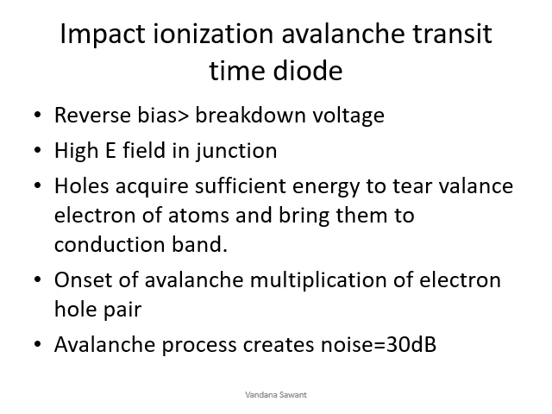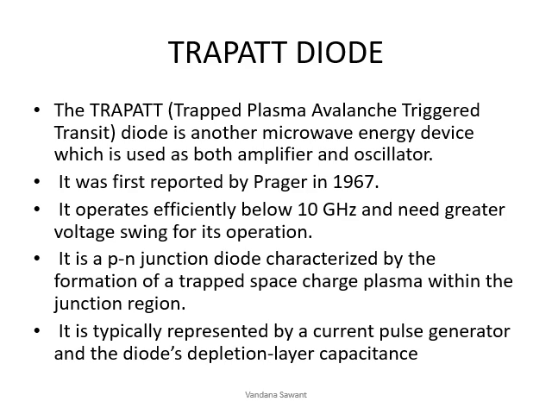So here the same thing happens. Holes acquire sufficient energy to tear the valence electrons from the atoms and bring them to the conduction band. Then the onset of avalanche multiplication of electron-hole pairs takes place. But one drawback is that the avalanche process creates noise, nearly equal to 30 dB. So this device is quite noisy.